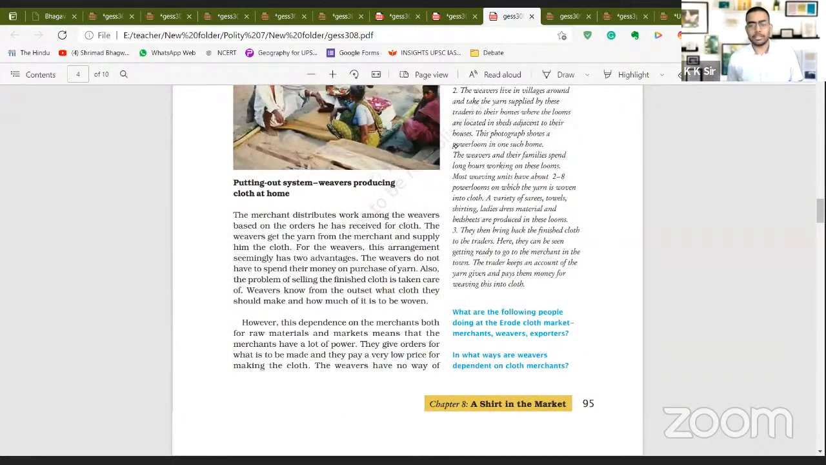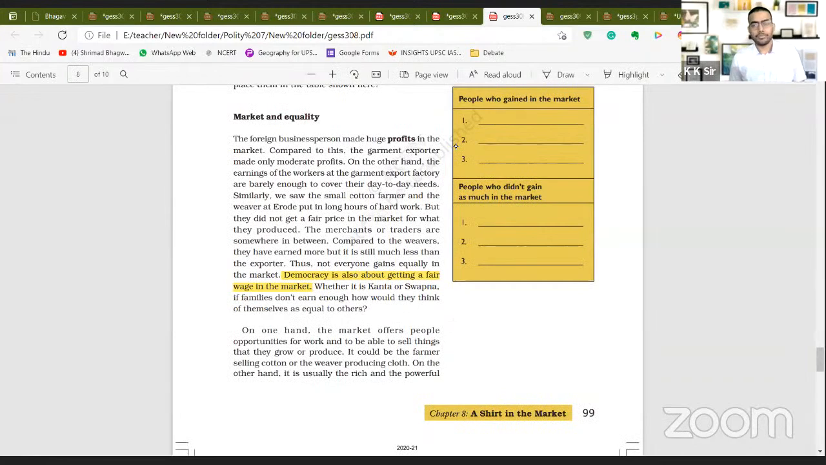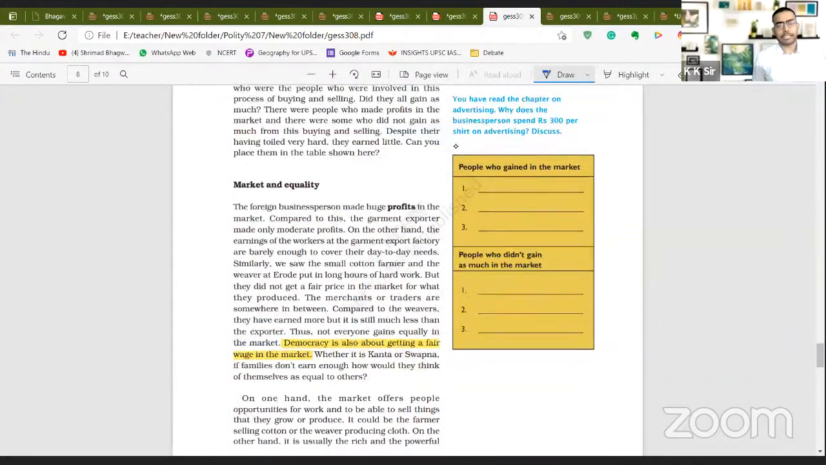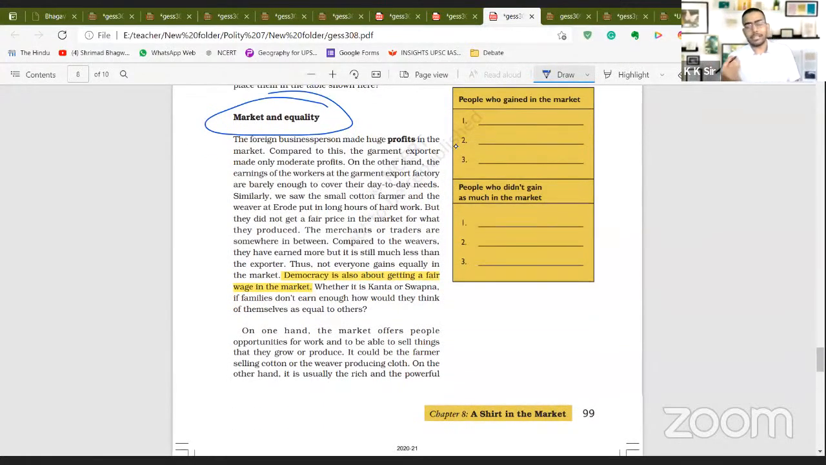Similarly, these chapters also do not have anything special to say. One particular angle here is market and equality. You see, in markets, there is no equality. The producers are getting very less money. The farmers are getting very less money. The workers are in worse situations. So the meaning of democracy is also getting a fair wage to all the people. Recently, contractual workers all across the country are fighting for fair wages. They are doing the same work at a lesser price. Even the Constitution says that everybody should be paid equally for an equal amount of work.